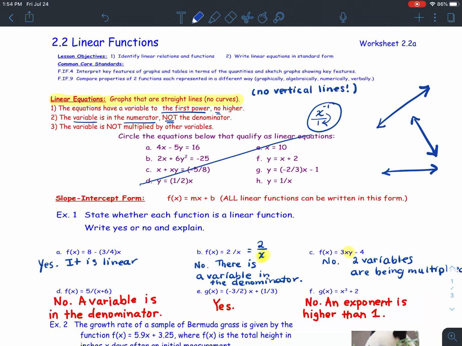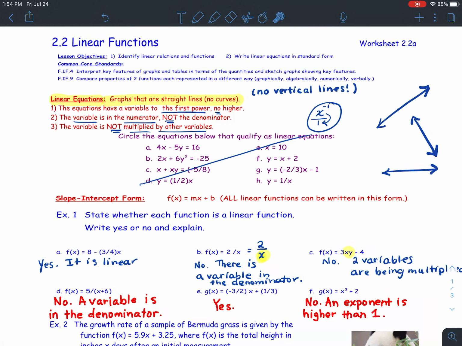Okay. The last thing up top here, number 3, it says the variable is not allowed to be multiplied by other variables. And so you can see also in example 3, which I'll have you copy down, that here we have 2 variables, x and y, multiplied together. That is disqualifying this from being a linear function. My reason, 2 variables are being multiplied.